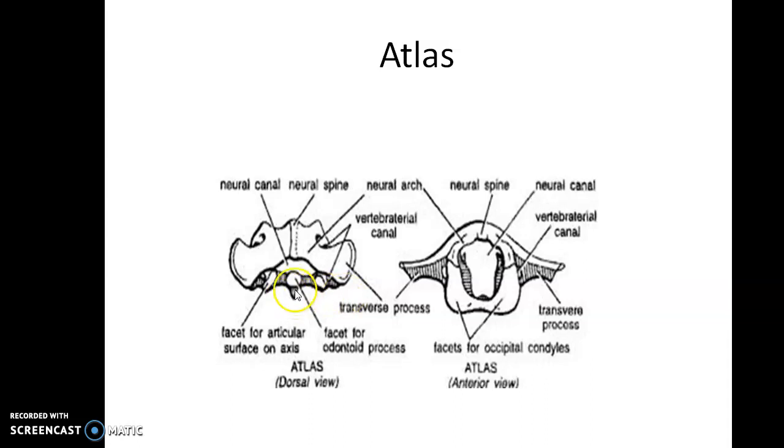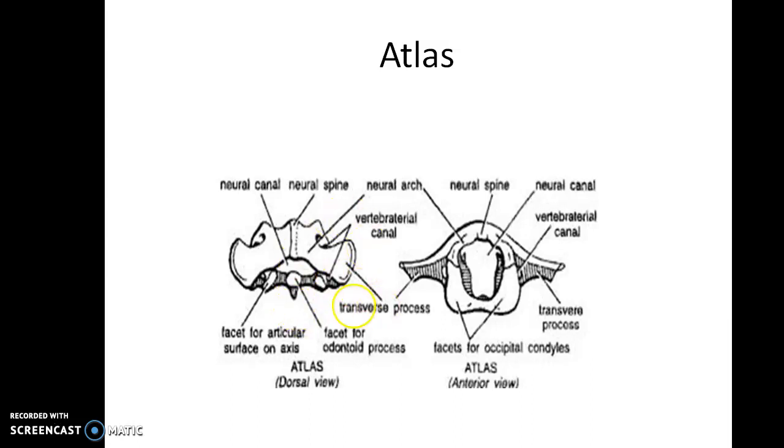Then there is a facet for the odontoid process. Facet for odontoid process means this is the first vertebra. The second vertebra is the axis vertebra. The axis vertebra has an odontoid process. That odontoid process comes and joins to this facet. So that helps in the movement of the neck.